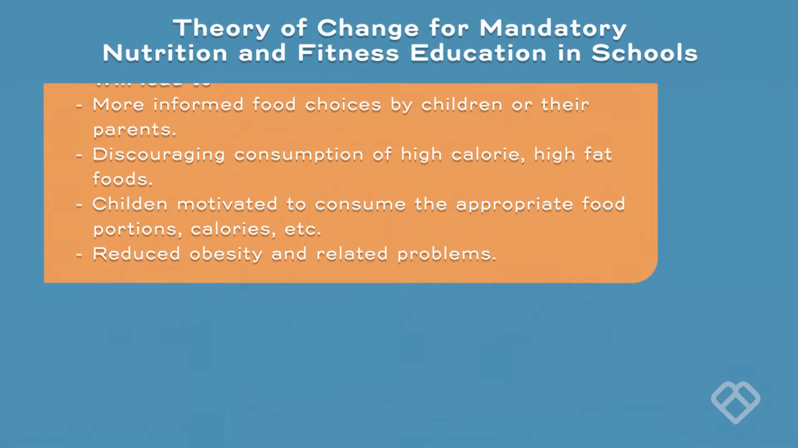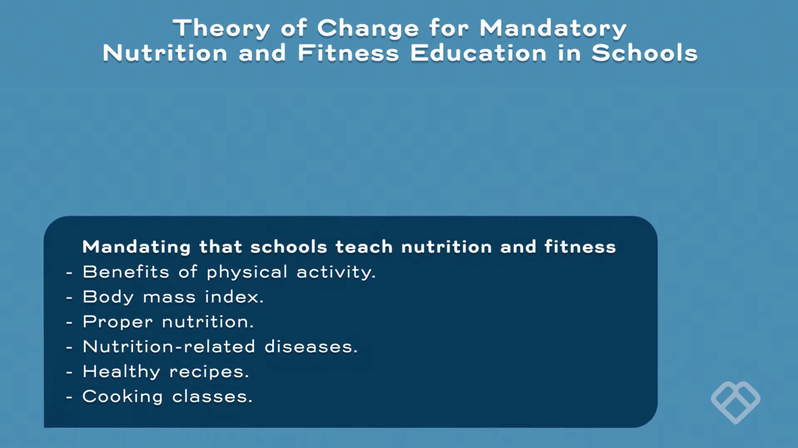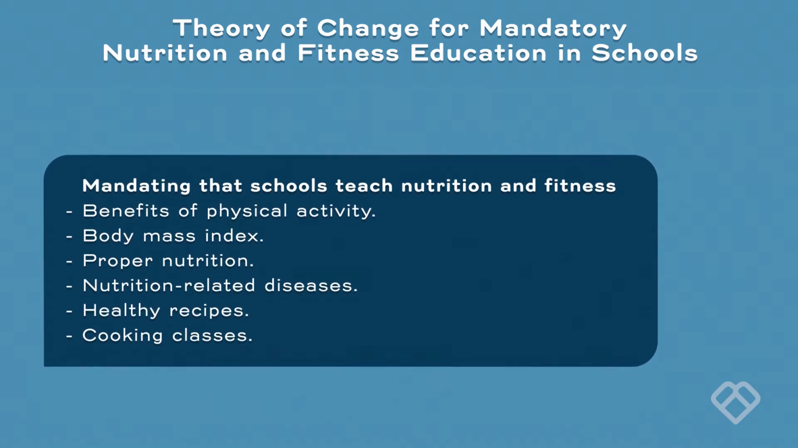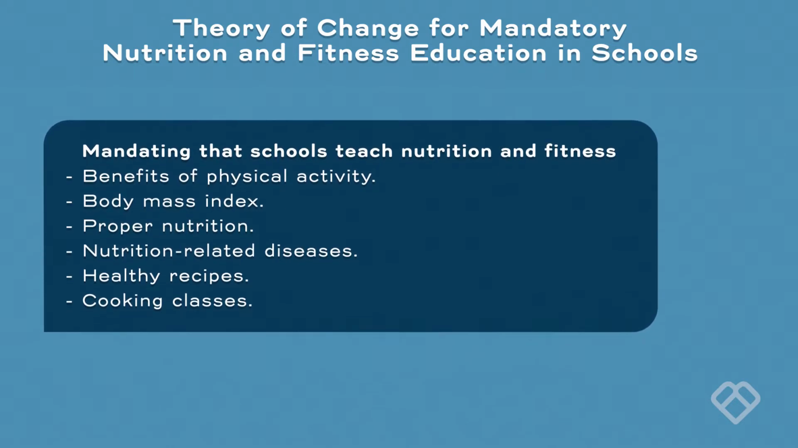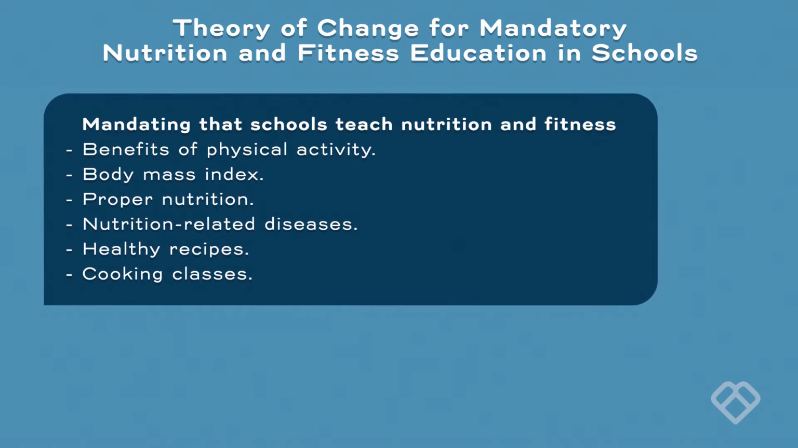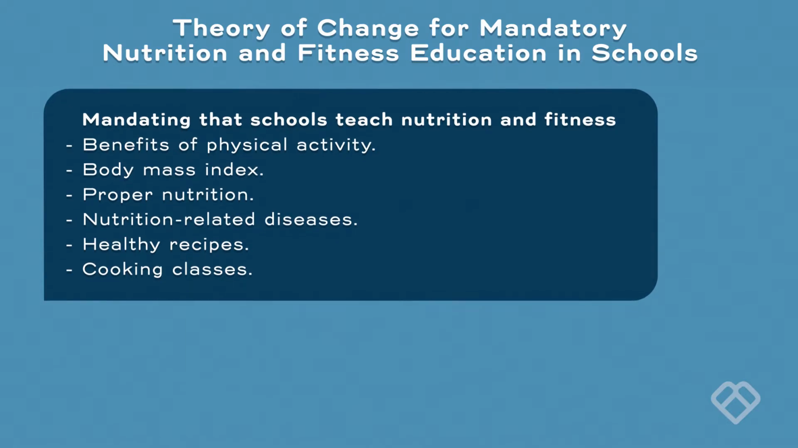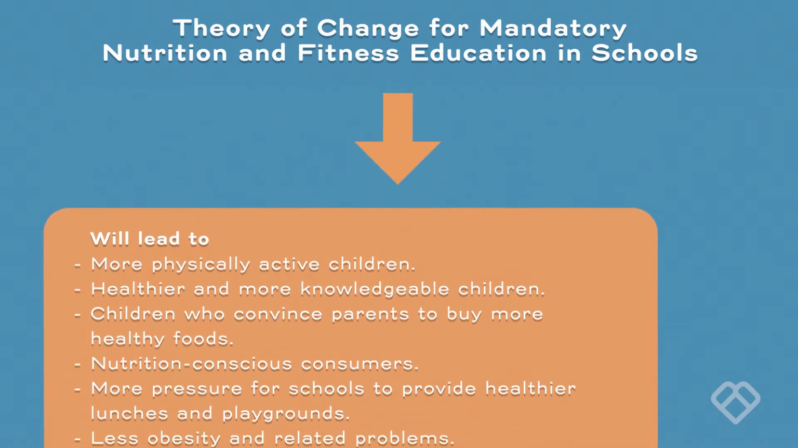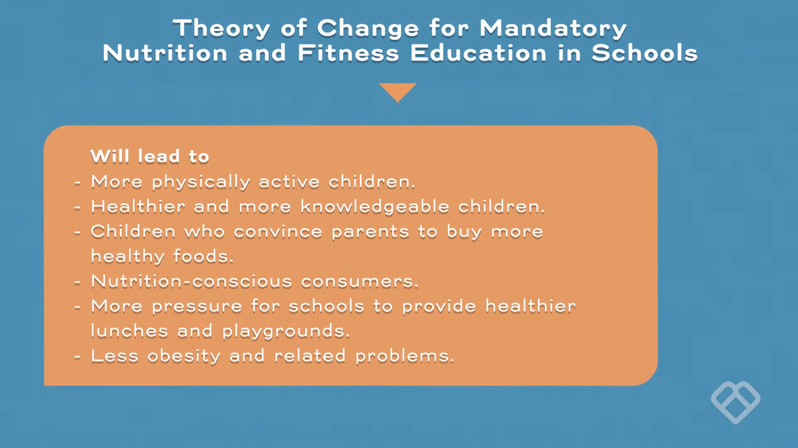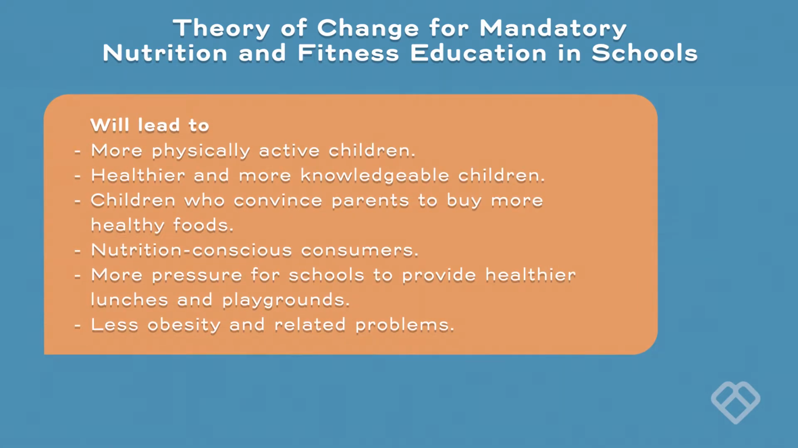Under the theory of change for mandatory nutrition and fitness education, teaching certain subjects will lead to healthier outcomes. The subjects might include the benefits of physical activity, the importance of body mass index as an indicator of obesity, proper nutrition, nutrition-related diseases, healthy recipes, and cooking classes. Some combination of these will lead to more physically active children, healthier and more knowledgeable children, children who convince their parents to buy healthier foods, nutrition-conscious consumers, more pressure for schools to provide healthier lunches and to provide playgrounds, and less obesity and related problems.